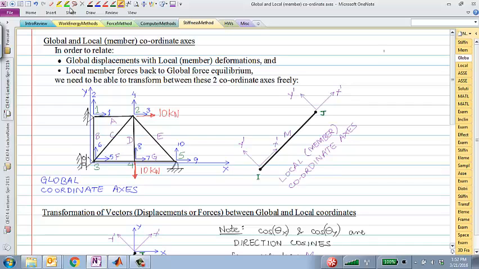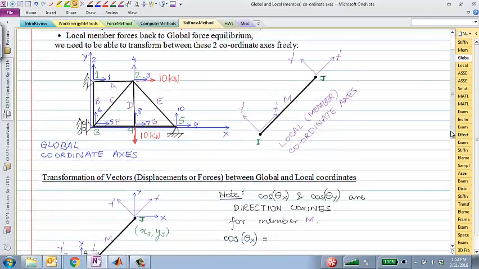So the global coordinate system I'm calling vertical and horizontal as X and Y. The local coordinate system will be attached to each and every member. So if the member is oriented in a different direction, here I'm showing you it's oriented at almost a 45-degree angle. If it's a 30-degree angle, it will be oriented along the 30-degree angle. If it's a negative 45, it will be oriented along the negative 45-degree angle. So the local coordinate system is always attached to the particular member we are talking about. And we need both of these to be able to find our force deflection relationships.